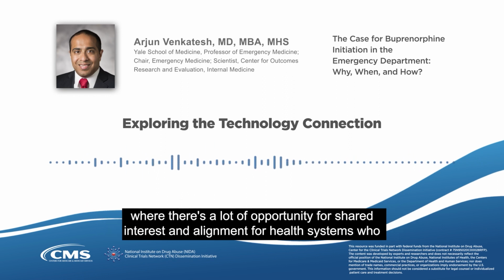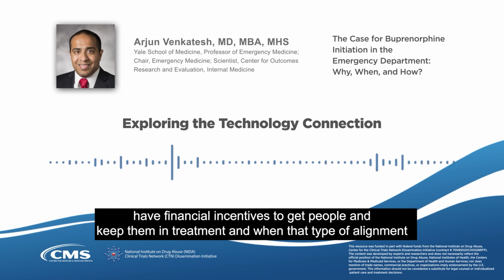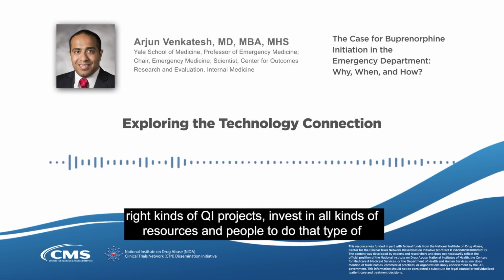I think that's where there's a lot of opportunity for shared interest and alignment for health systems who want to do a better job of taking care of OUD to go to those payers and say, this year, help us have financial incentives to get people and keep them in treatment. And when that type of alignment exists, then people can locally make the right kinds of decisions, put in place the right kinds of QI projects, invest in the right kinds of resources and people to do that type of care.